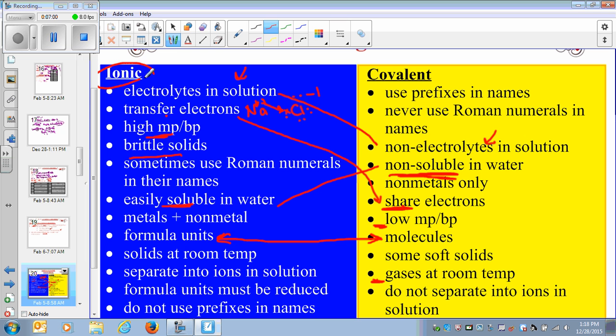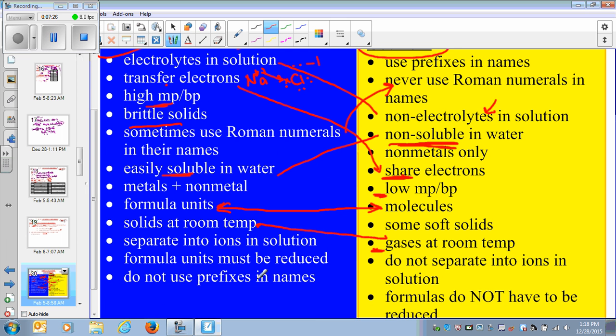For ionic compounds, we use formula units. For covalent compounds, we use molecules. Solid at room temperature, these are gases at room temperature. Okay, as I was saying, sometimes use Roman numerals, never use Roman numerals. They separate into ions, they do not separate into ions. Formula units must be reduced, no formula units at all for covalent compounds. Ionic compounds do not use prefixes, whereas covalent compounds use prefixes. Okay, so everything is kind of opposite, everything is different for covalent compounds versus ionic compounds. So you should be able to know the difference of covalent and ionic compounds.